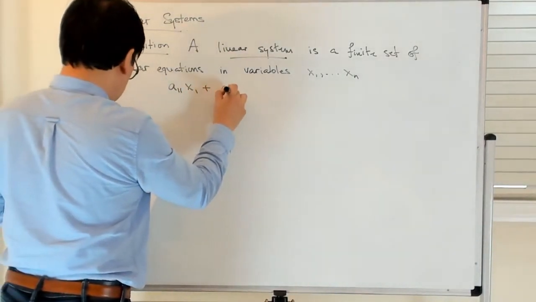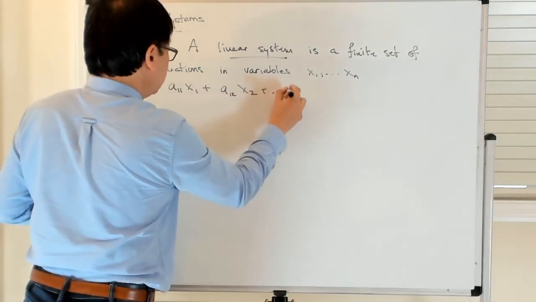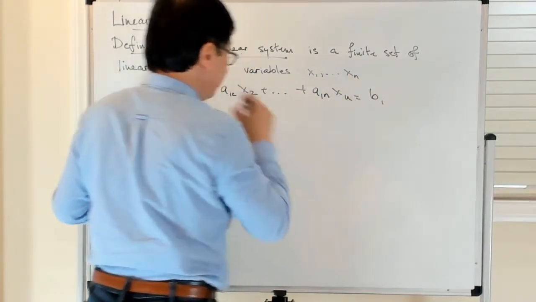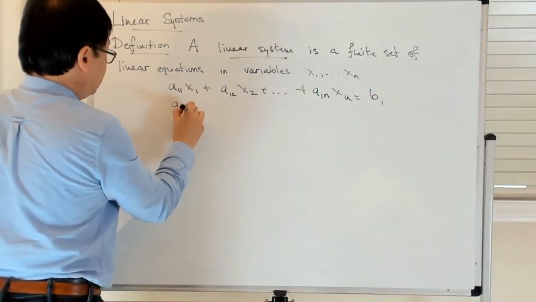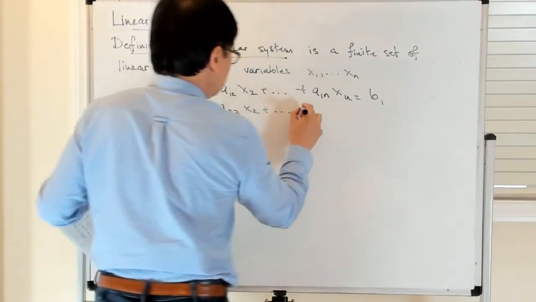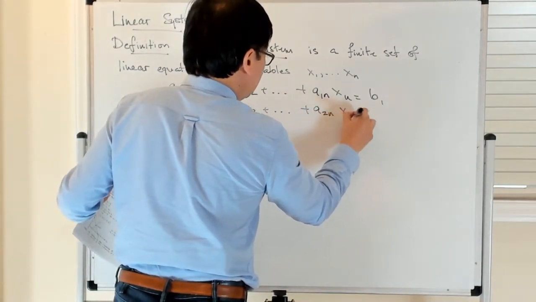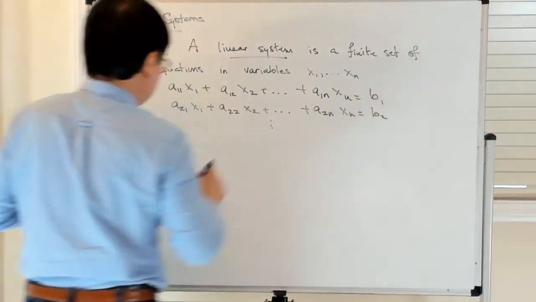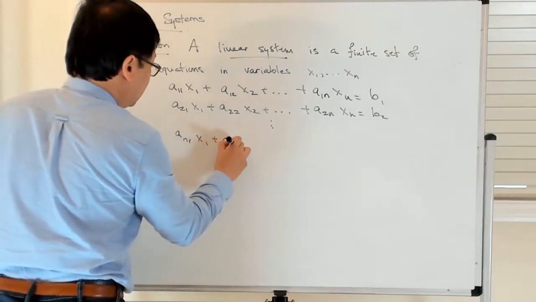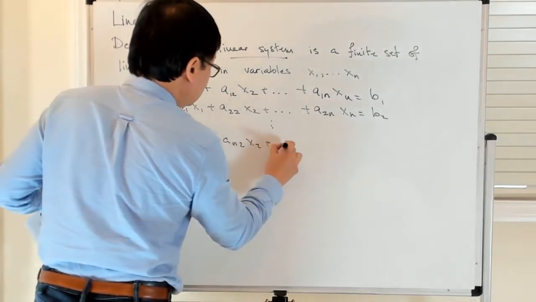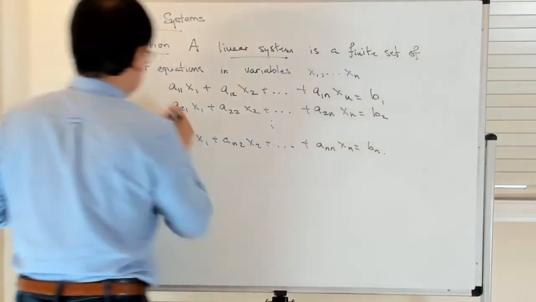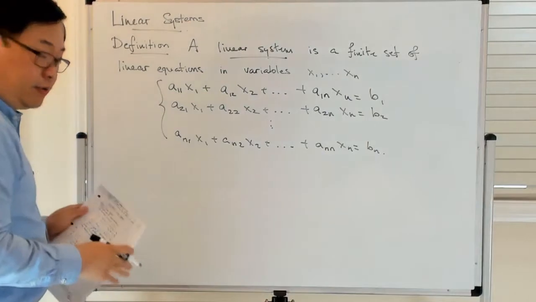a11x1 plus a12x2 all the way up to a1n xn is equal to some right-hand side b1. And then you have a21x1 plus a22x2 all the way up to a2n xn is b2. And then an1 x1 plus an2 x2 all the way up to ann xn is equal to bn. Okay, so it's a system of n equations with n unknowns.